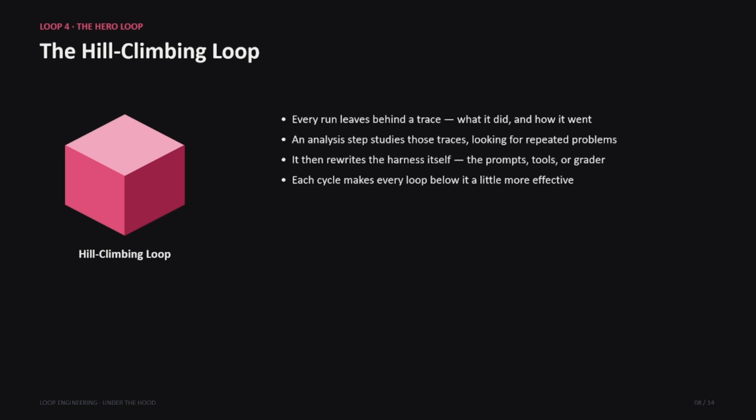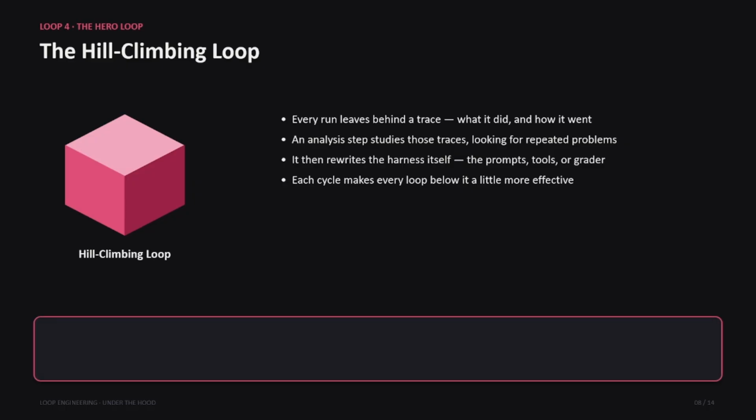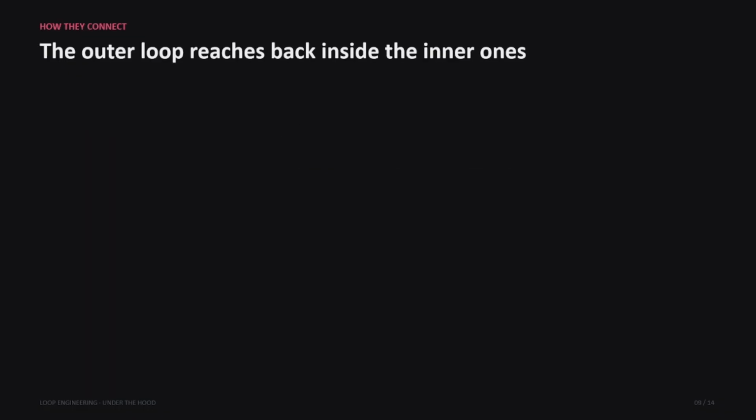We can study those records to find patterns. For example, maybe the agent keeps making the same kind of mistake. The hill climbing loop can use that information to improve the prompt, the tools, or the grader. It is like a coach watching a game, recording, and then improving the team strategy.